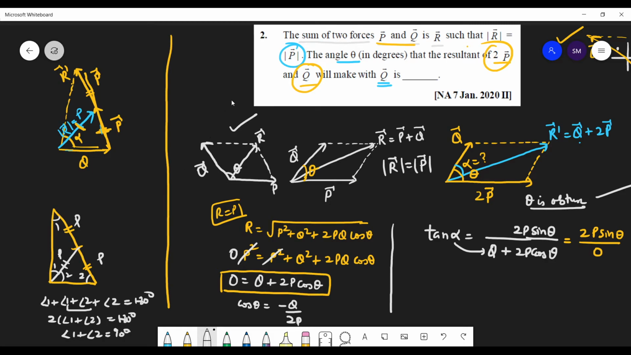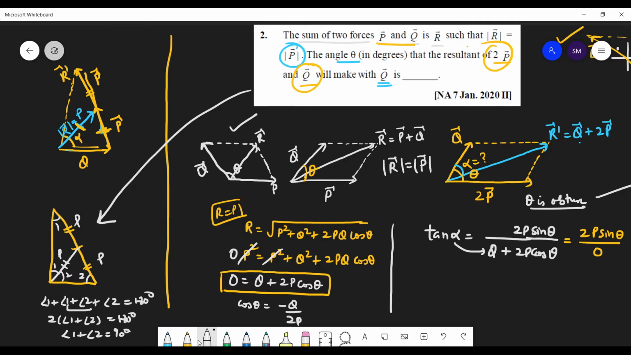See, this question was as simple as this. Yes, students? Agreed?